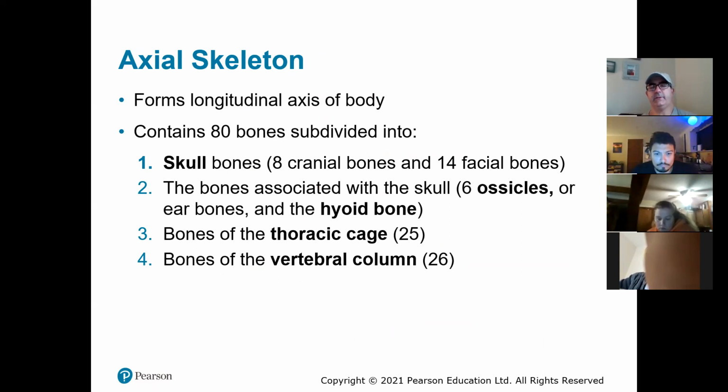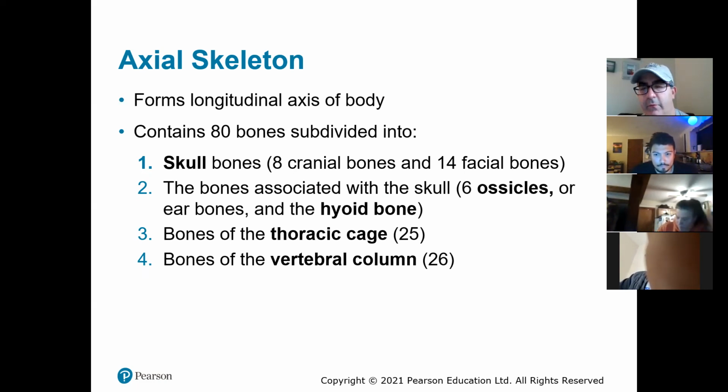So we'll start with the axial skeleton. It forms the axis of the body, everything along the center. It consists of 80 bones, which are found in the skull. You've got bones in the ear and the hyoid. You've got bones of the thoracic cage and bones of the vertebral column. So first off, your skull. Your skull is actually 22 bones. Okay, it's not just one big bone. It's 22 bones that are fused together.